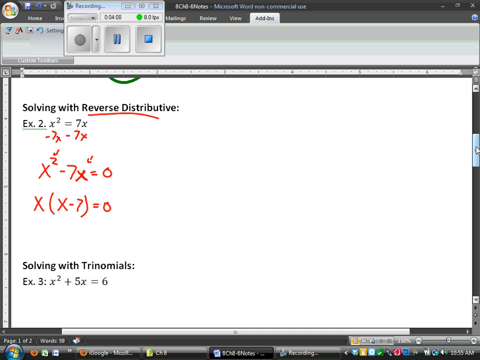Now I have two factors, 1 and 2. They're multiplied together, and that equals 0. So I know that x has to equal 0, or x minus 7 has to equal 0. In which case, I solve for x, and x equals 7, or x equals 0. Those are my two solutions. So for every one of these, we're just going to get two solutions.